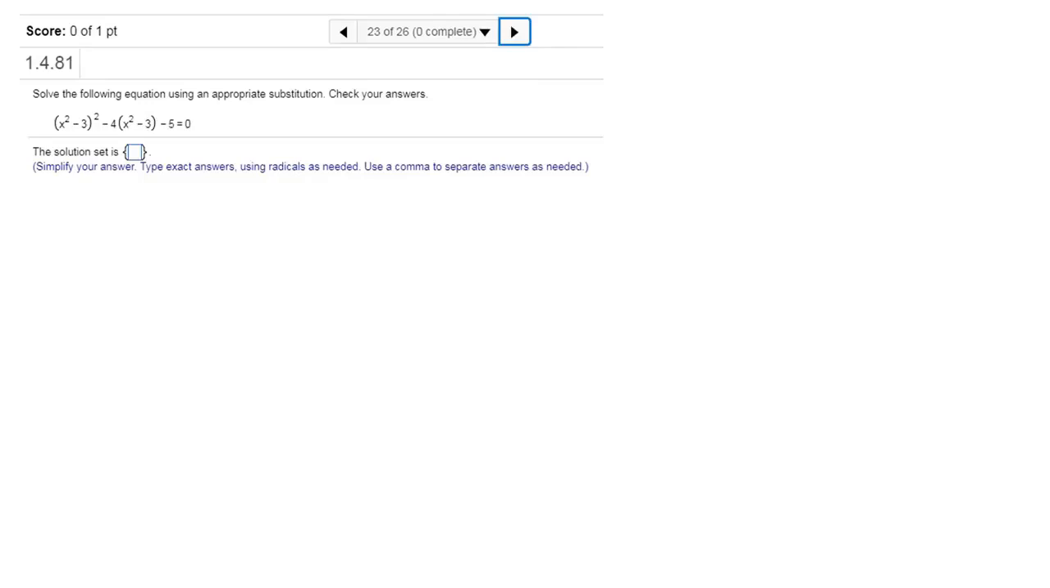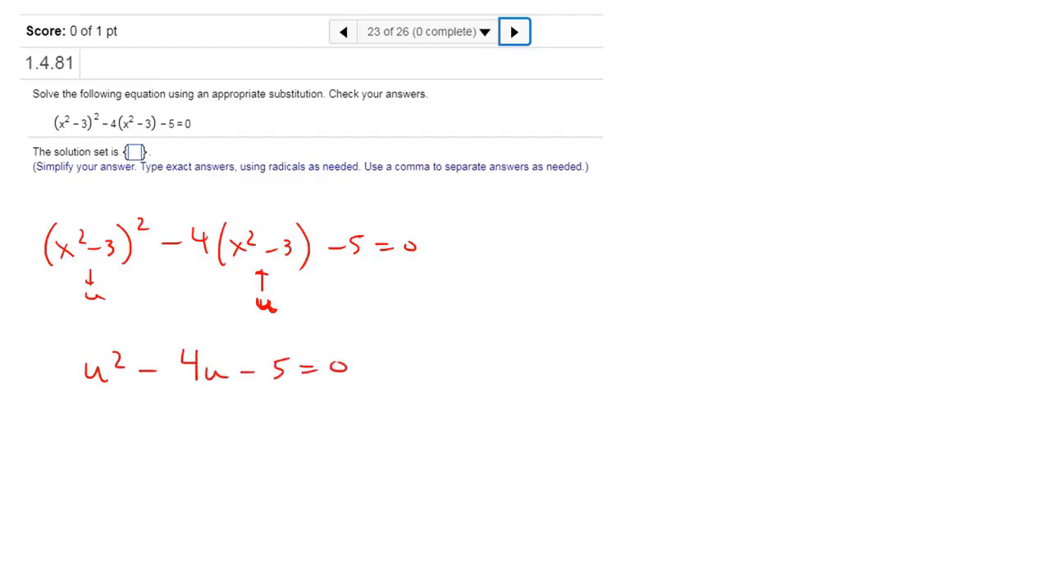All right. Another substitution. Here it is. Again, very clearly defined what's going to be the u value. That's pretty easy to see. The u value is going to be right there. And that's going to be that u, so negative 4u over here, and this one's squared, so that's perfect. So this becomes u squared minus 4u minus 5.